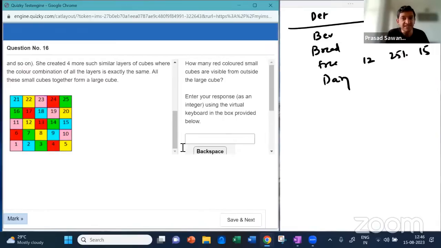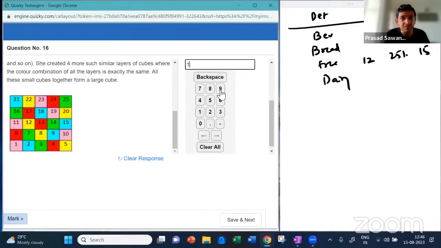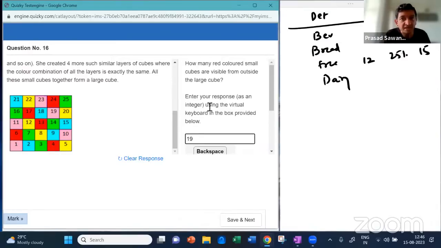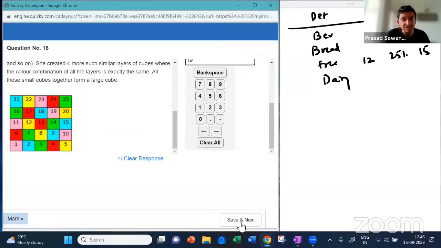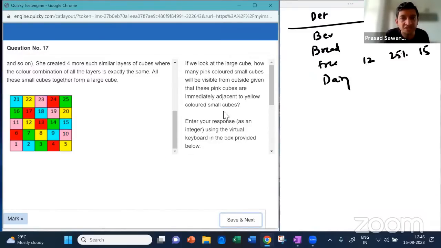Okay, I think it's 19. I'll be very disappointed if I'm wrong. Red color is visible from outside the last, right? So 5, 6, 7, 8, 9, 14, 19. I think this is right. I should have attempted this one earlier.